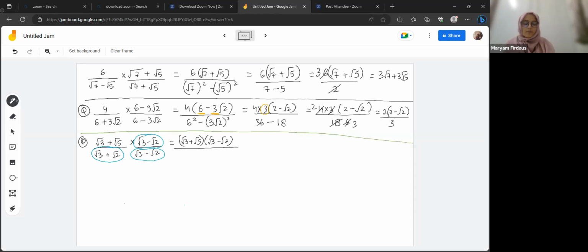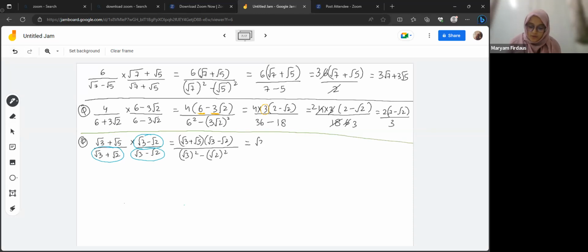Now what does the denominator become? Who will tell me? 3 minus 2. Yes, which becomes equal to 1. Root 3 square minus root 2 square, which is 3 minus 2, which is 1. So now let's talk about the numerator, one by one. We will do first term of the first bracket multiplied by the first term of the second bracket, and then so on.